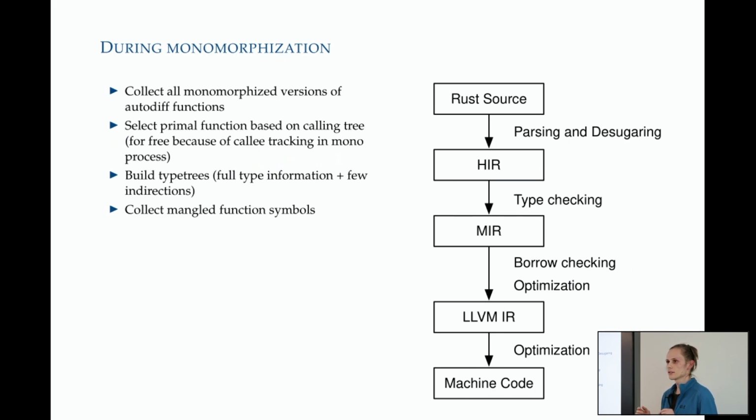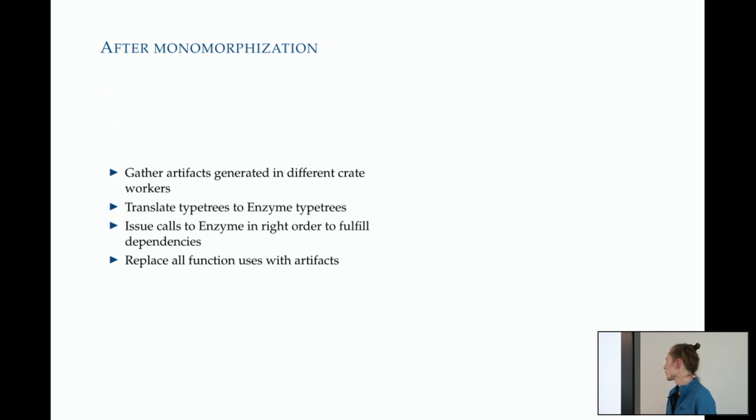After we've done this, doing monomorphization, we have all concrete functions. We're just collecting them all, building our type trees. They are intermediate type trees because we don't have an LLVM context yet, and we're collecting all the function symbols. And then after monomorphization, we're collecting from all the different crates, because a compile unit in Rust is one crate instead of one file, into one big list, and then issuing the calls to Enzyme and replacing the function in question.